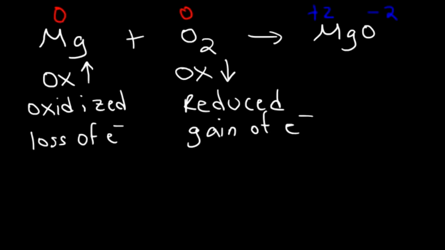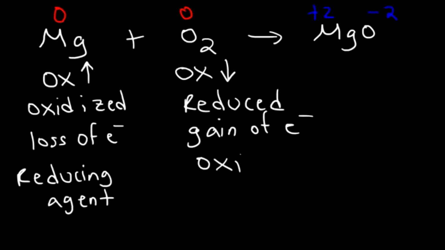Metals like to give away electrons. They like to form metal cations. As they give away electrons, they will acquire a positive charge. Nonmetals like oxygen like to acquire electrons, and so they will develop a negative charge. The substance that is oxidized is known as the reducing agent, and the substance that is reduced is known as the oxidizing agent.